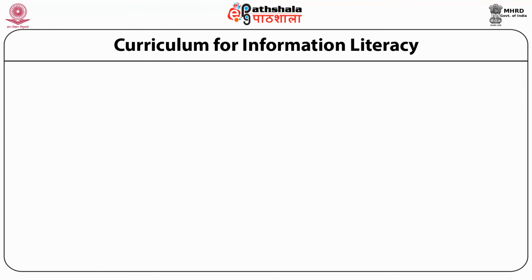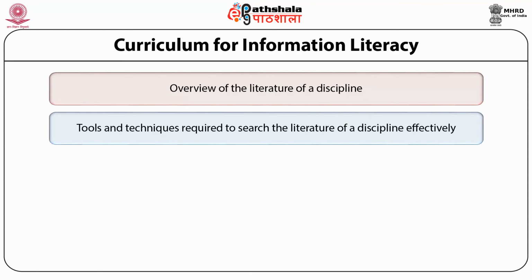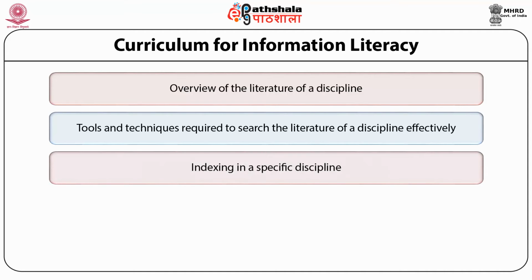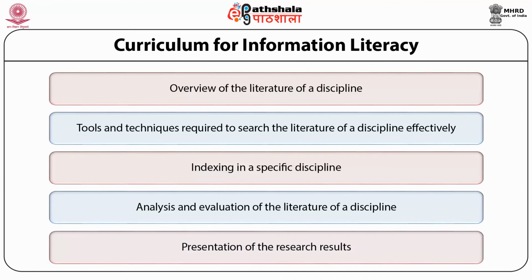A number of assignments or projects could be employed to integrate information literacy with the curriculum. Such assignments or projects could include the following. Number one, overview of the literature of a discipline. Number two, tools and techniques required to search the literature of a discipline effectively. Number 3, indexing in a specific discipline. Number 4, analysis and evaluation of the literature of a discipline. And number 5, presentation of the research results.